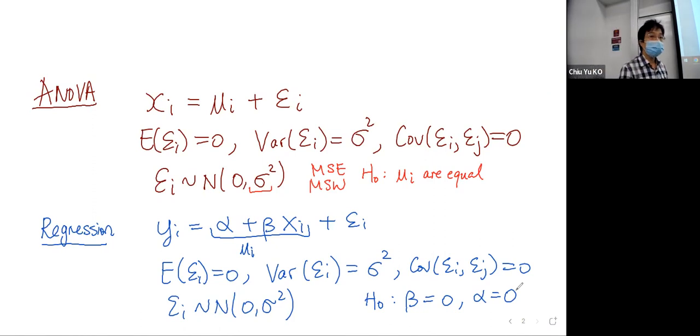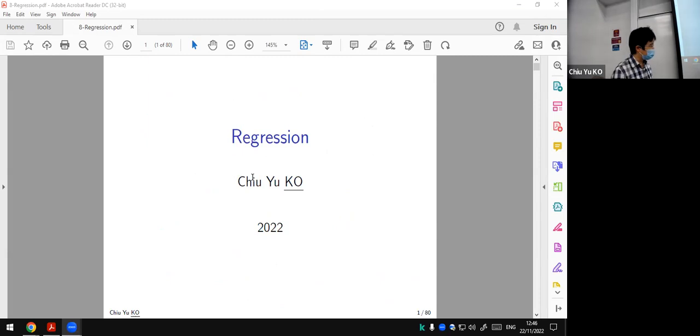Any question before we proceed? So that is the main comparison you may want to look at between ANOVA and regression. If no, then we just go directly, because I think so far we have learned enough hypothesis testing and estimation, so everything will become very straightforward. There's nothing new in the rest of the material, basically just applying what we have learned.